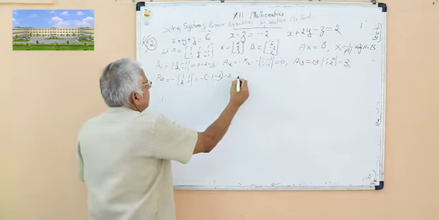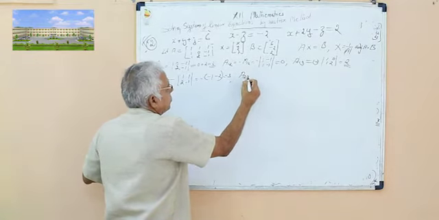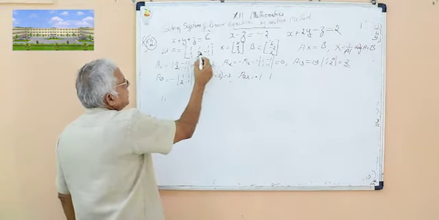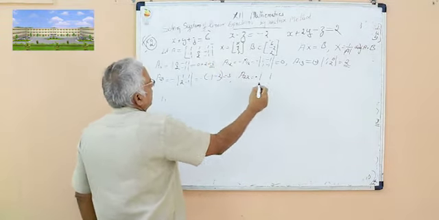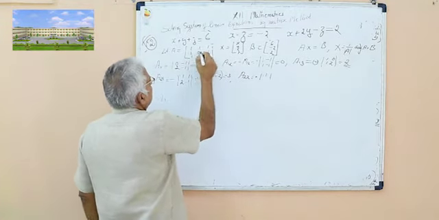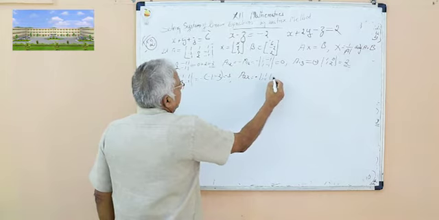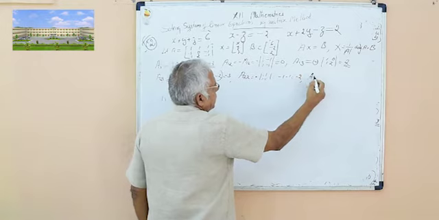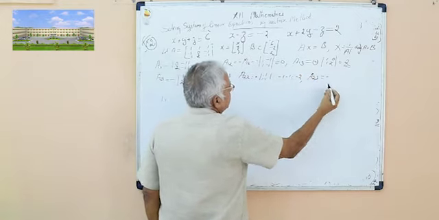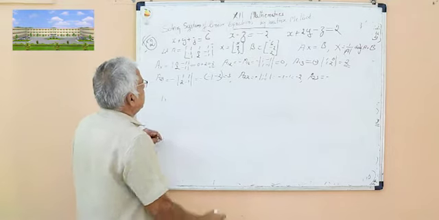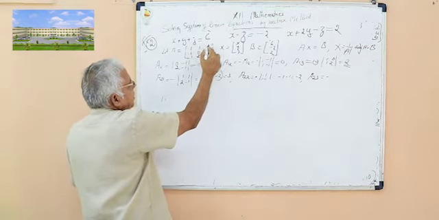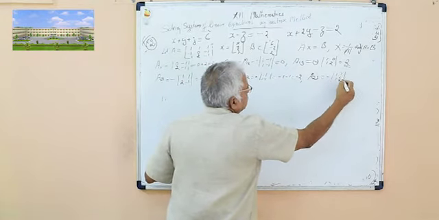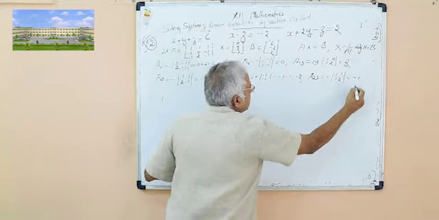A22 is positive into the minor of the element. Delete the second row and the second column: 1, 1, 1, minus 1. Then the answer is minus 2. Similarly, A23 is equal to negative into the minor; delete the second row and the third column: 1, 1, 1, 2. The answer is 2 minus 1, which is 1, so A23 is minus 1.